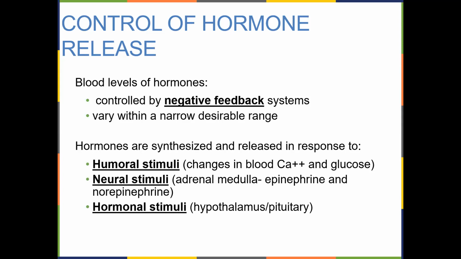If glucose levels go up, what do we do? We release insulin to bring it down. That is a humoral stimulus. It involves the actual detection of an ion or a chemical in the blood. We detect excess calcium. We detect excess glucose.